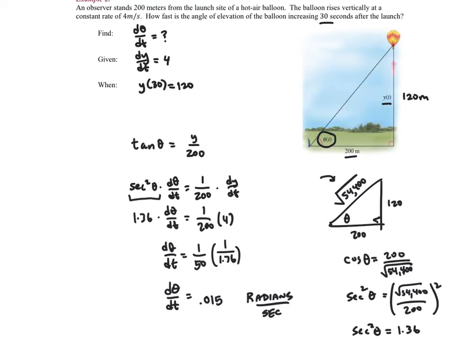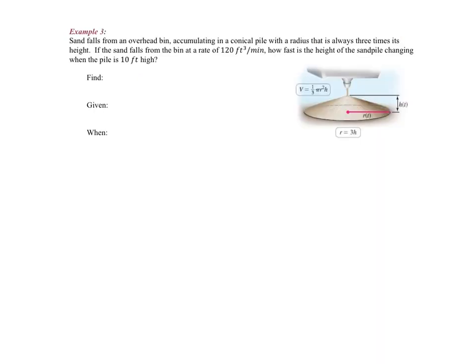Okay, let's look at a third example. Sand falls from an overhead bin accumulating in a conical pile. Okay, so cone, notice I've given you the formula. We will give you the formulas for these geometric areas and volumes for the most part, unless it's the area of a circle.